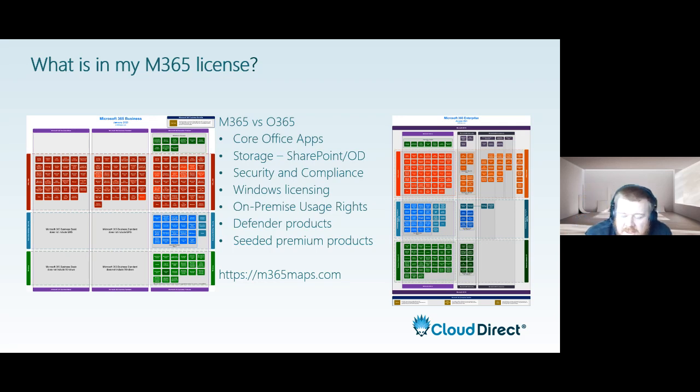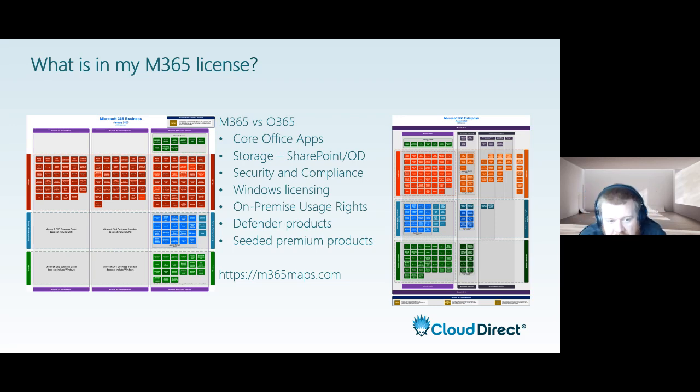You get Defender products. So across the estate, you get things like Defender for Office 365 to protect emails and transport. You get Defender for Endpoint included in some of these areas as well. So you can start to protect against viruses, malware, and those kinds of things. It's very useful to know what you've got included as part of your license.